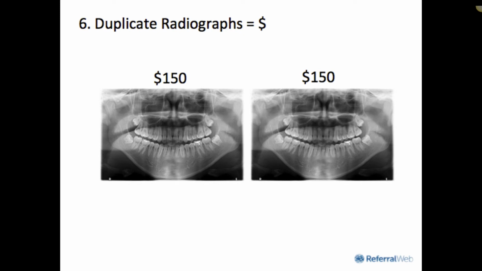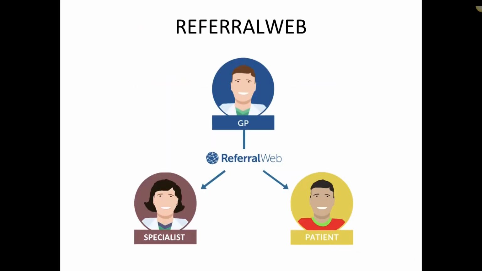Okay, so let's introduce you to Referralweb. When the referral is sent, an immediate text and email is sent to your patient, giving them driving directions, information about the specialist, and contact information to set up the appointment. The specialist receives a message as well. The specialist office can make a phone call welcoming the patient to the practice. If there are any concerns, they can have a chance to resolve them.